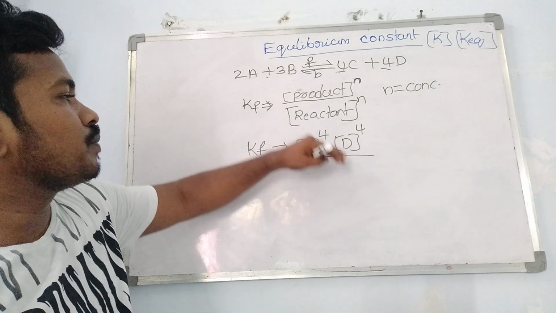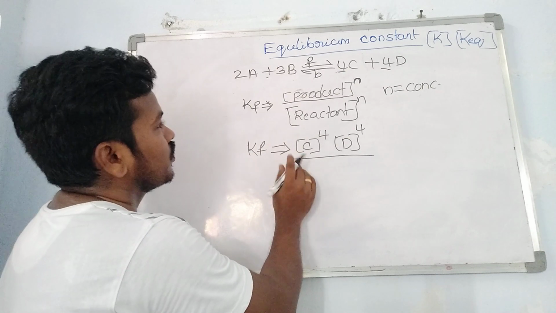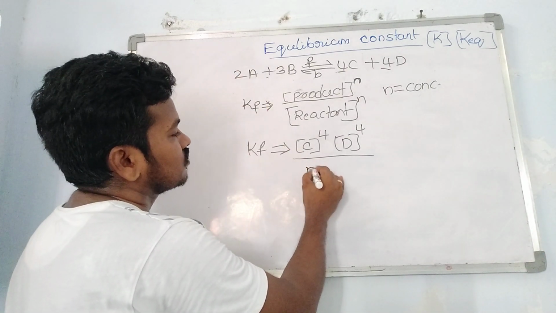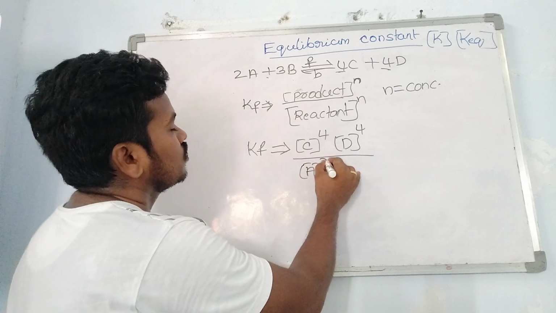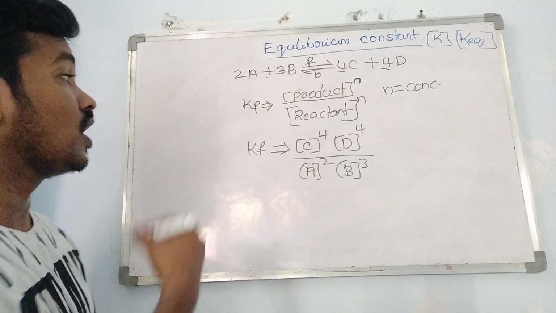In the denominator, the reactant should be there, and in the numerator, the product should be there. The reactant means A power 2, B power 3, we have to write. This is for the forward reaction.